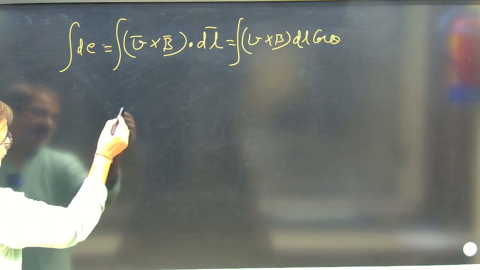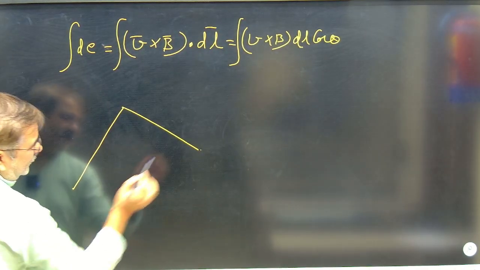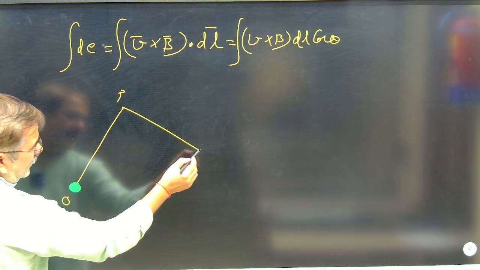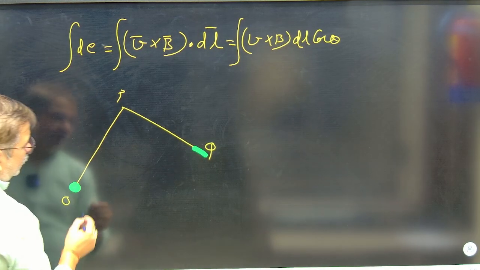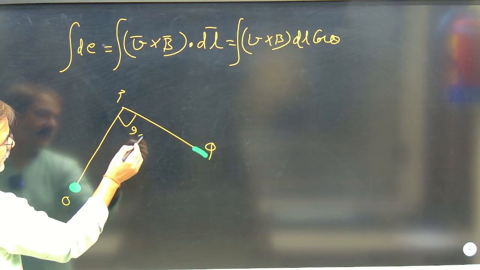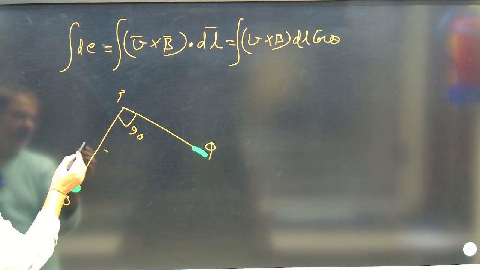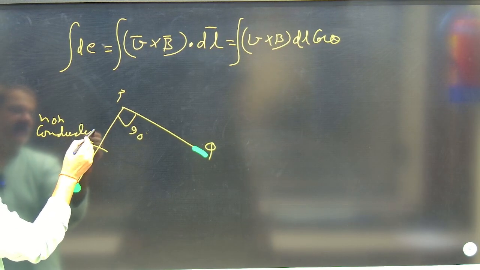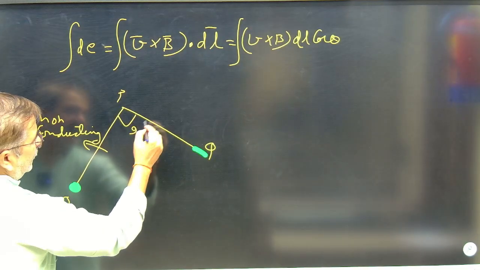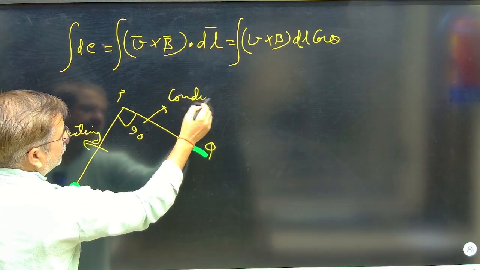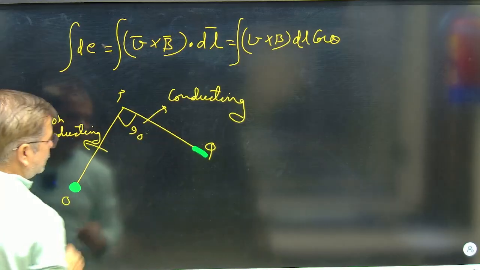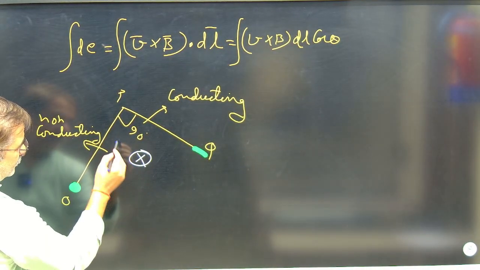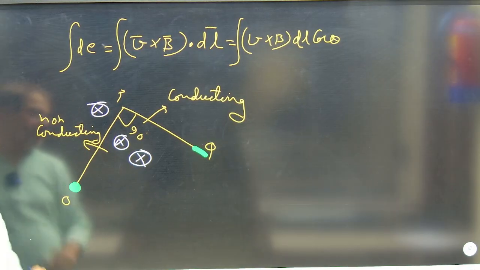I am taking an L-shaped rod like this, where this end is point O, this is P, and the other end is Q. The PQ rod and OP are at 90 degrees here, and the OP length is non-conducting, but PQ is conducting. Getting it? Now it is moving under the effect of a constant magnetic field.